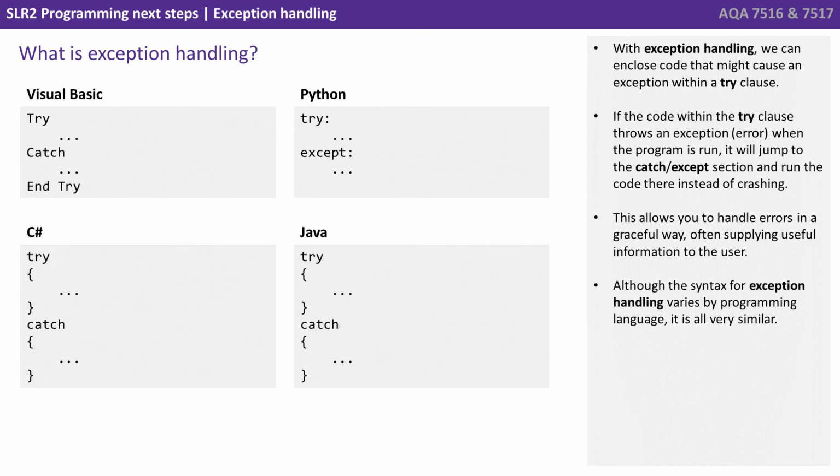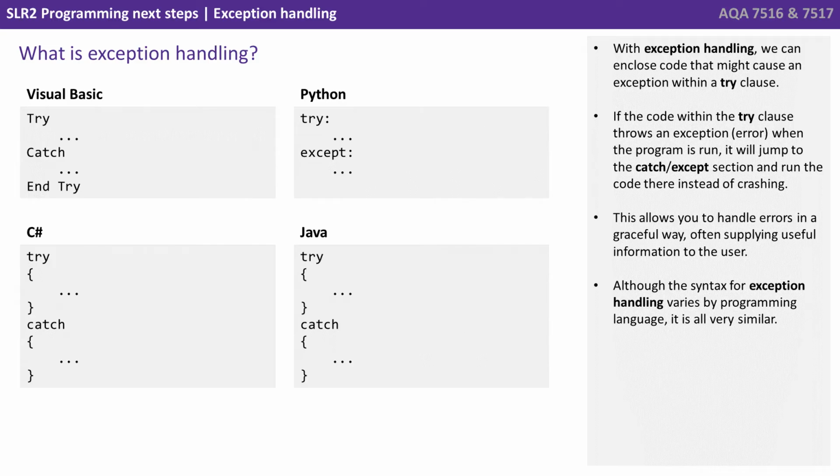With exception handling, we can enclose code that might cause an exception within a try clause. If the code within the try clause throws an exception or an error when the program is run, it will jump to the catch or except section and run the code there instead of crashing. This allows you as the programmer to handle errors in a graceful way, often supplying useful information to the user.